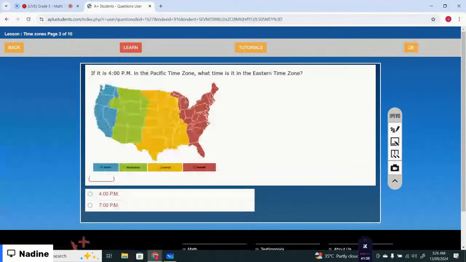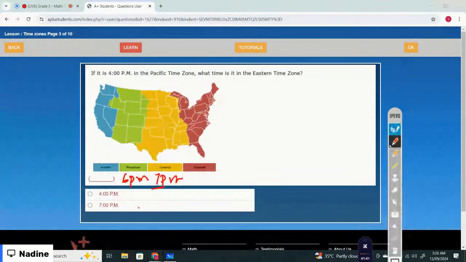You don't guess, just look at this. The first one is Pacific, Mountain, Central and Eastern, right? For example, here you are given 4 p.m. in Pacific, right? So what is the time in Eastern? Eastern is 1, 2, 3, so that means 3 hours ahead. Here you have 4, 5, 6, and 7. If you go like this, they all are 1 hour ahead of the previous one, right? So the correct option is 7 p.m.